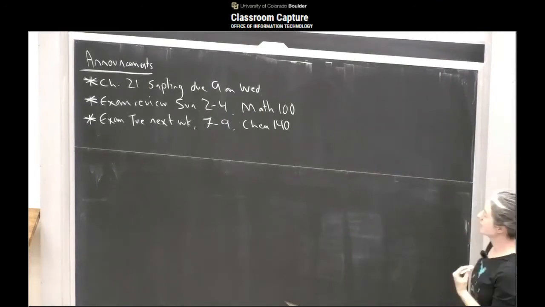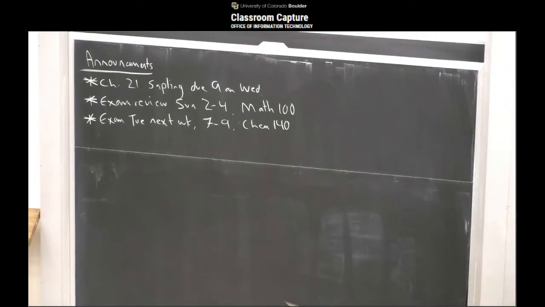Okay, so today's announcements are a reminder that the Chapter 21 Sapling is due 9 a.m. Wednesday. The exam review, like the last couple, is going to be Sunday, 2 to 4 p.m. in Math 100. And then the exam itself is a little over a week from today, 7 to 9 p.m. in Chem 140, same as usual. Any questions about those? Okay, cool.